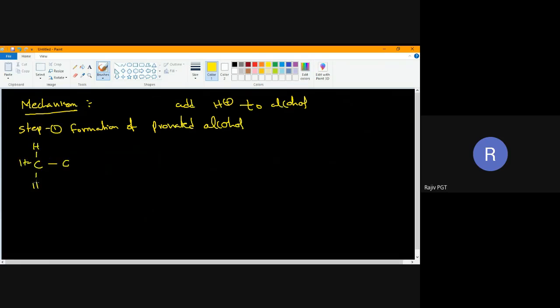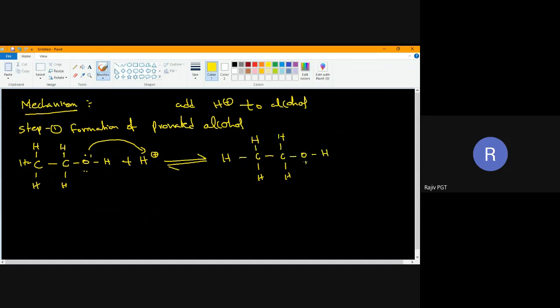Here H, here O, here H, ethanol. Oxygen will have lone pairs of electrons. This will undergo protonation, so I'm going to add an H+ ion. This step is reversible. This oxygen has lone pairs of electrons that will be given to this hydrogen, and it is going to form this. This is called protonated alcohol. What I have done is added hydrogen to oxygen.